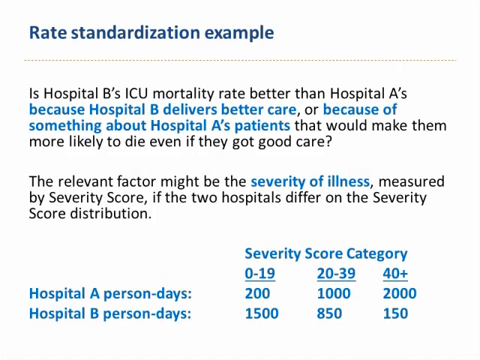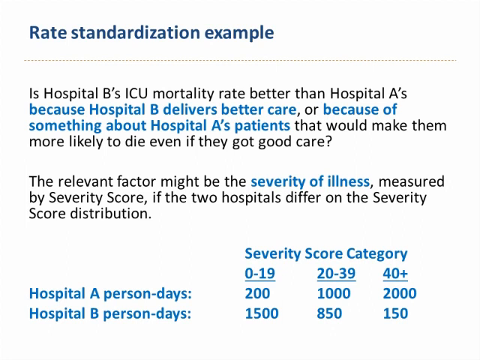We conclude from the crude rate ratio that Hospital B has a lower mortality rate than Hospital A. So we might ask ourselves, is Hospital B's ICU mortality rate better than Hospital A's because Hospital B actually delivers better care, or is it because of some characteristic of Hospital A's patients that would make them more likely to die even if they got good care? This would be an important question to answer if we're comparing the performance of these two hospitals.